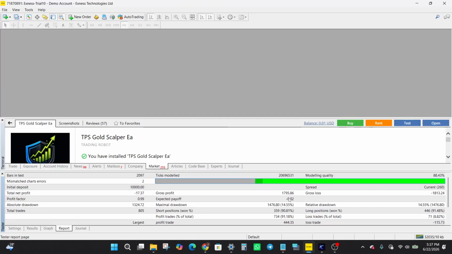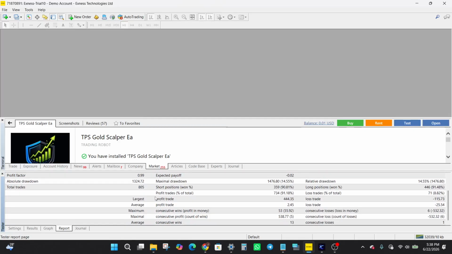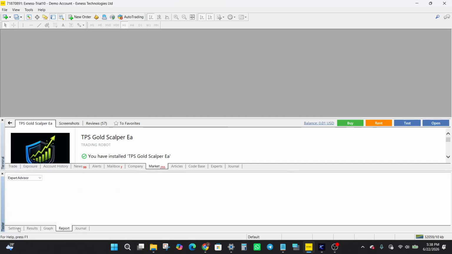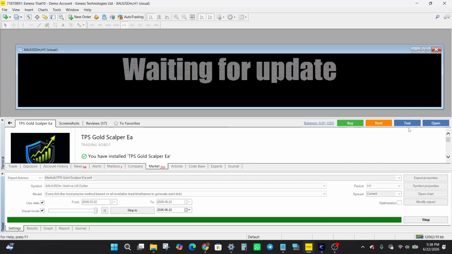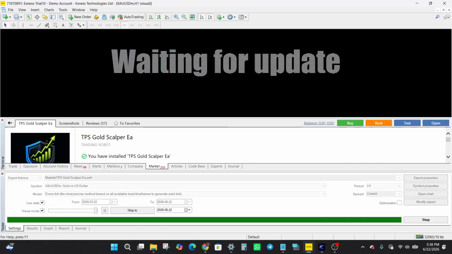Despite the high win rate, the net profit was negative. That means that the risk to reward ratio was probably very bad, and of course I was right. 2.45 was the average profit, 25.54 was the average loss. So the risk to reward ratio is very bad. Now let's turn on the visual so that we can also see the EA in action.